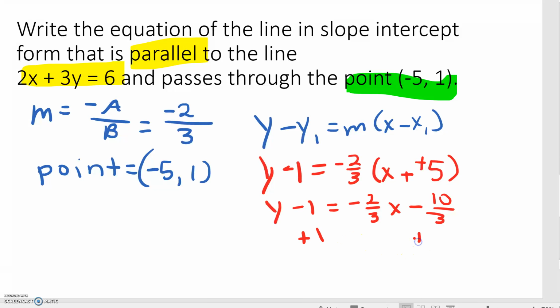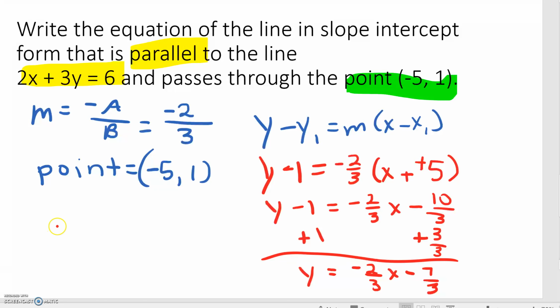But instead of writing plus 1, I'm going to go ahead and get a common denominator and do plus 3/3. So I get y is equal to -2/3 x. Then -10 plus 3 would be -7/3. So our equation is y is equal to -2/3 x minus 7/3.